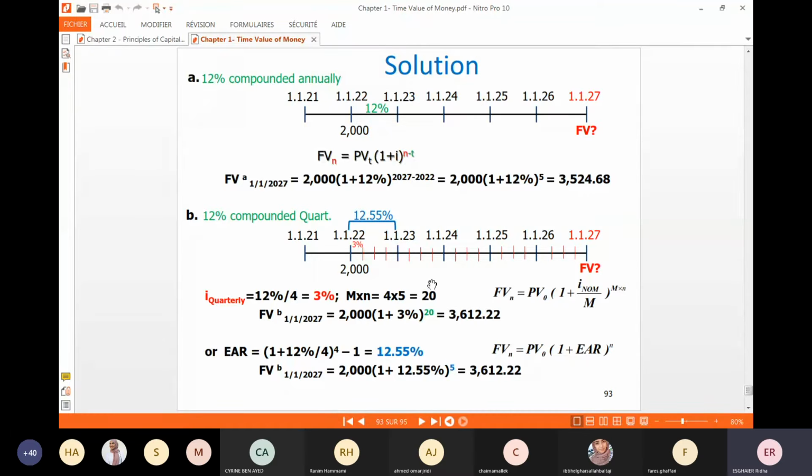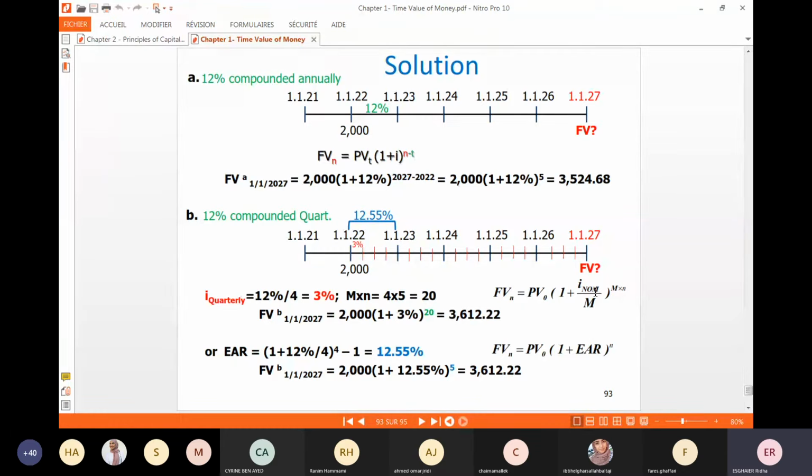You'll get our formula, future value equals present value at 0 times (1 plus I nominal over m) power m times n. Or we can keep the logic of annual interest rate.